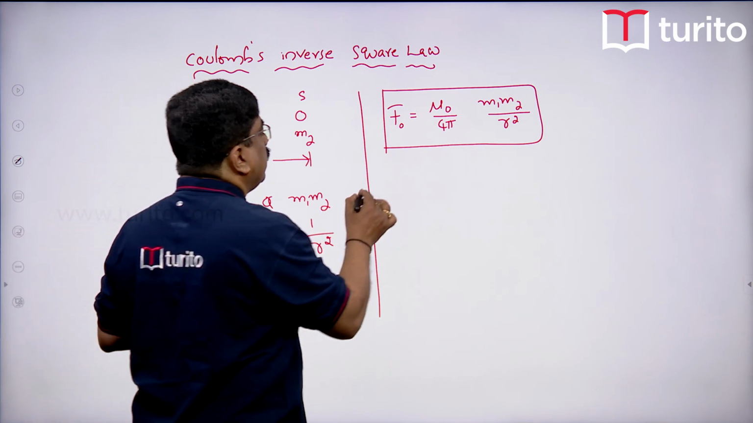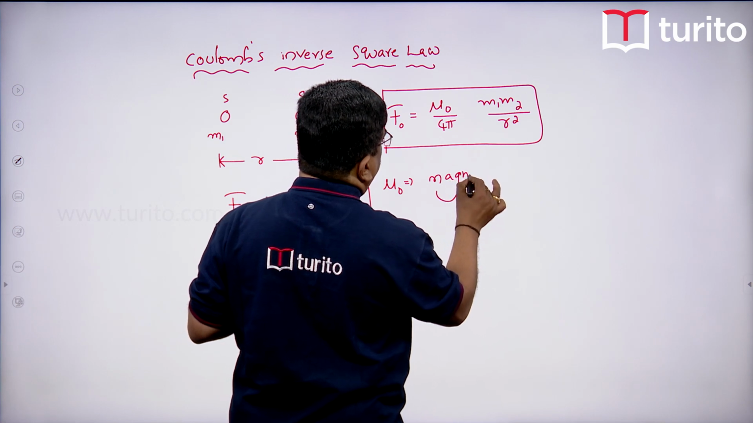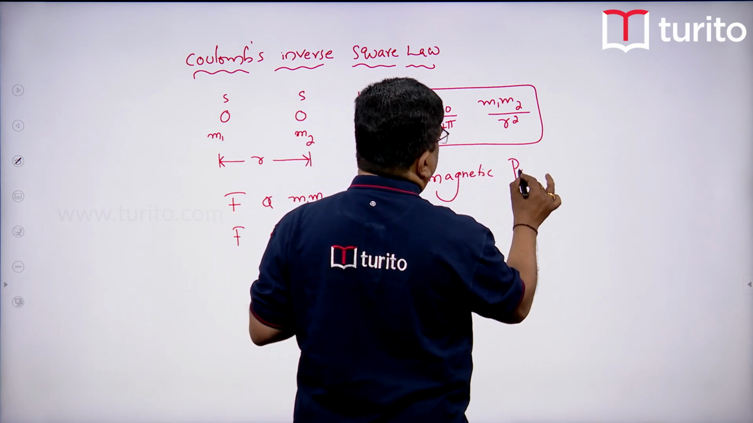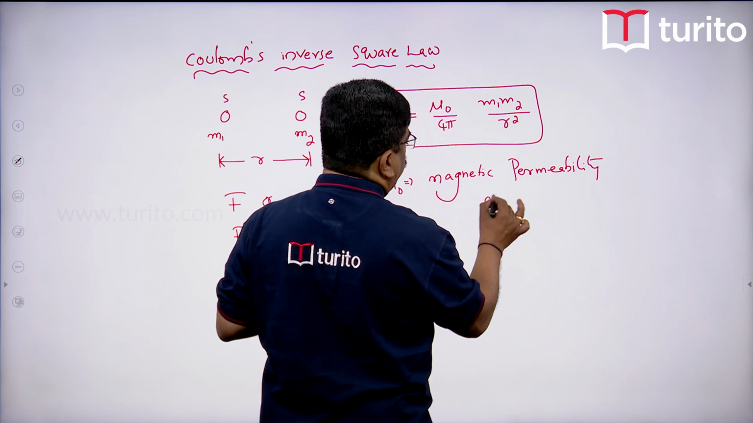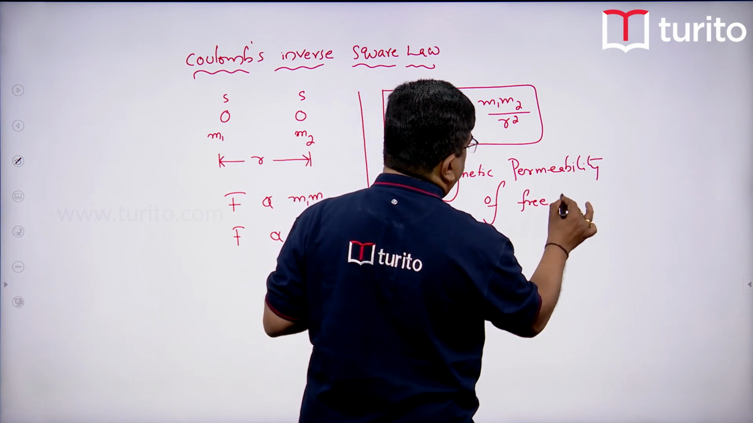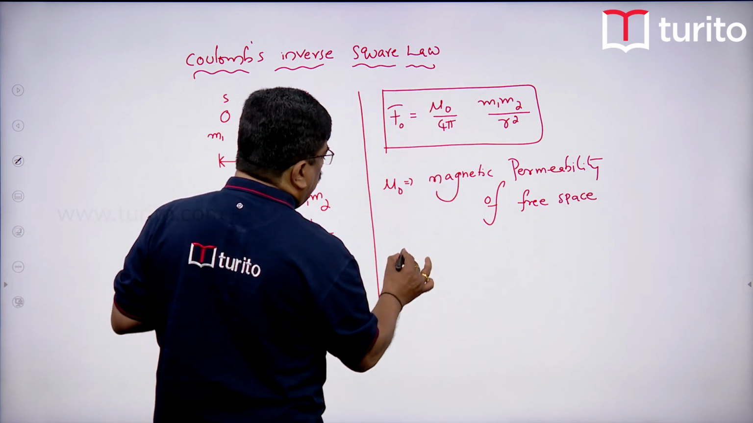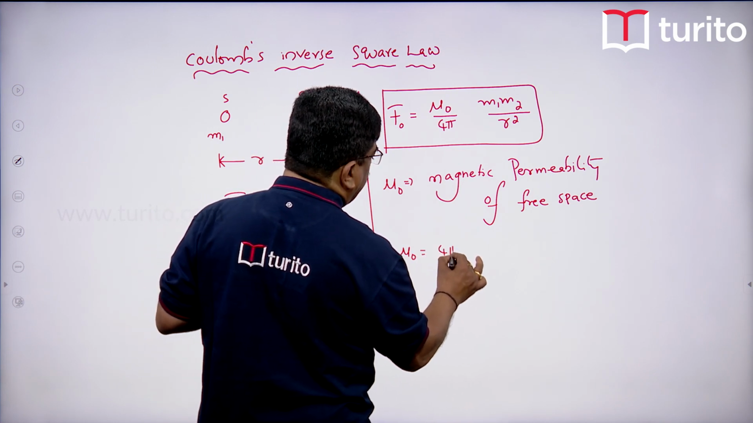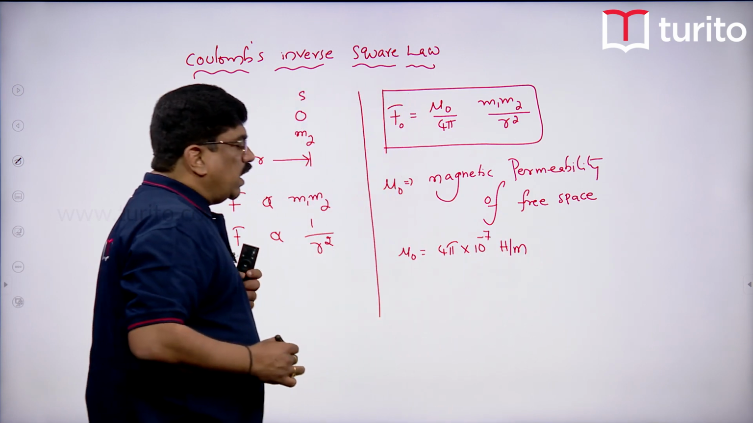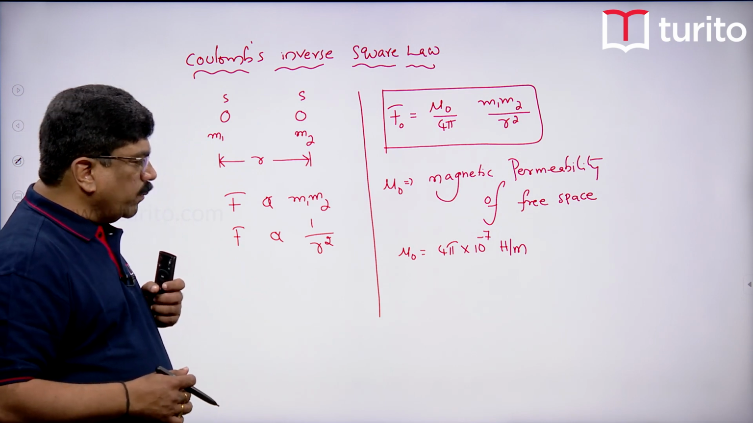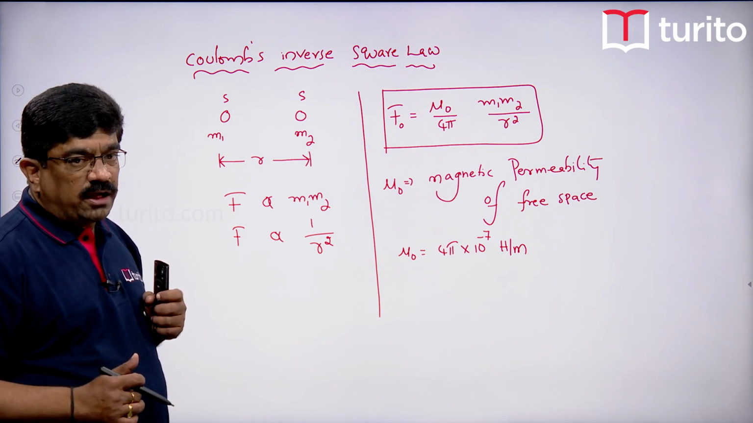This mu naught is called the magnetic permeability of free space. Here mu naught is a constant, its value is 4 pi into 10 power minus 7 Henry per meter. The unit of mu naught is Henry per meter. So, this is the force between two magnetic poles kept in air or vacuum.